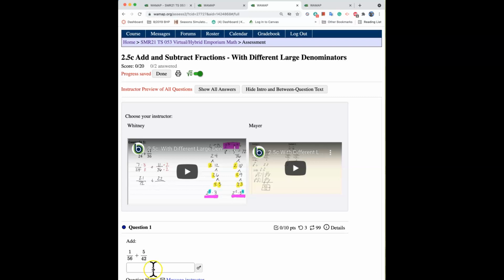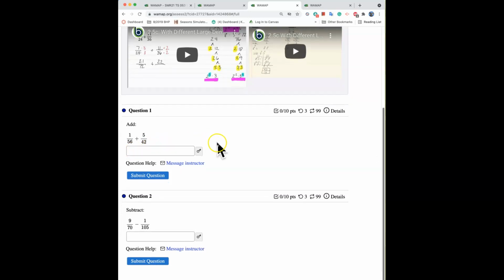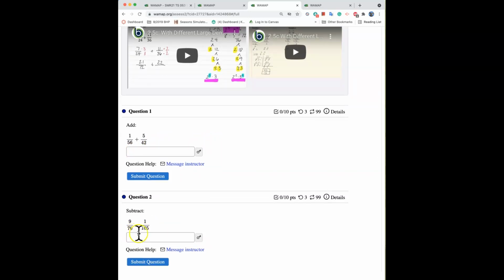Hello, everybody. We're going to take a look at adding and subtracting fractions with different larger denominators. This will be a bit more challenging than the last one. This is Unit 2.5C in WAMAP, and these are our problems: 1/56th plus 5/42, and the second one, 9/70ths minus 1/105th.